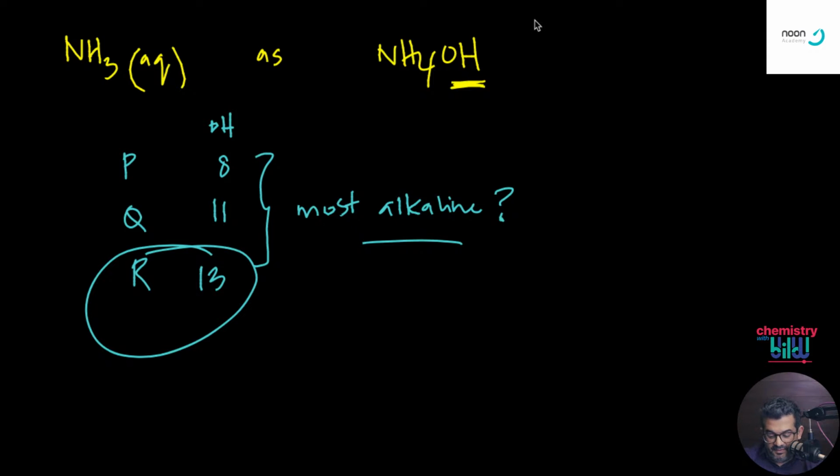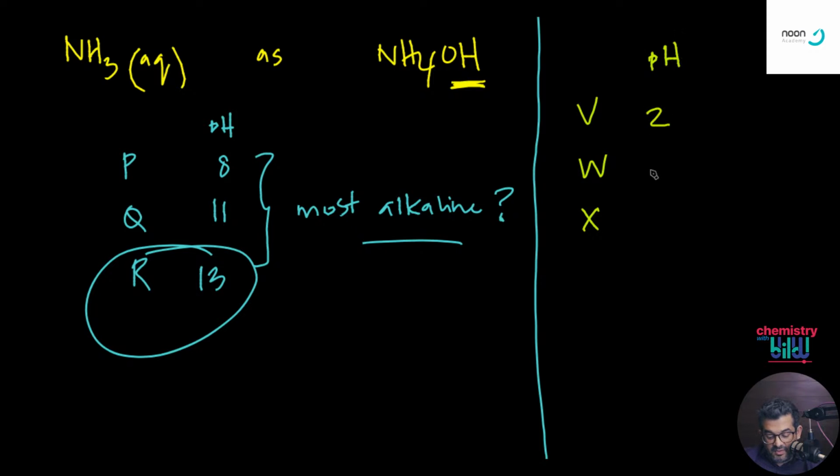Now, let's say I give you three other solutions. Let's say I have V, W and X, and their pH values are 2, -1 and 5. Which of them is the strongest acid and which is the weakest acid here? So the one that's -1, the strongest acid is W, and this is the weakest acid.